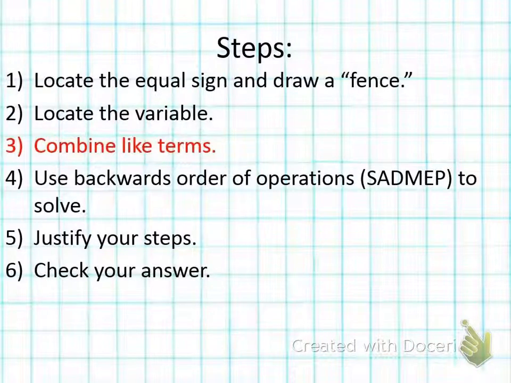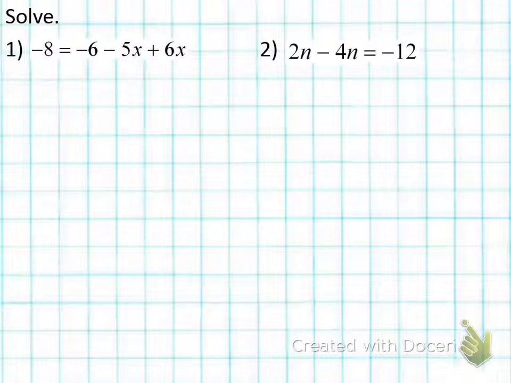So here are the steps for today. If you're on the video, you should pause. Okay, watch me do numbers 1 and 2. Number 1, we got an equal sign here. I'm going to use the fence still just for the sake of students who aren't getting it. I got -8 is equal to -6 minus 5x plus 6x. I'm noticing all my x's are not together, so I want to combine like terms.